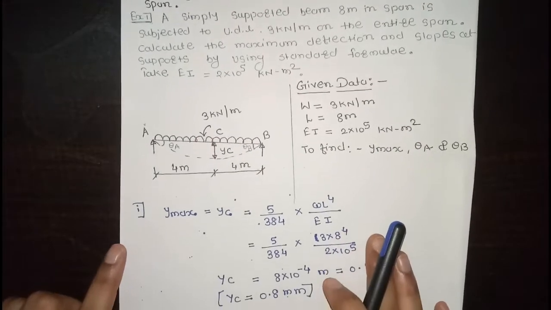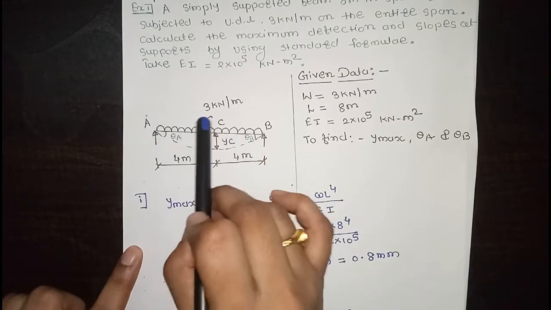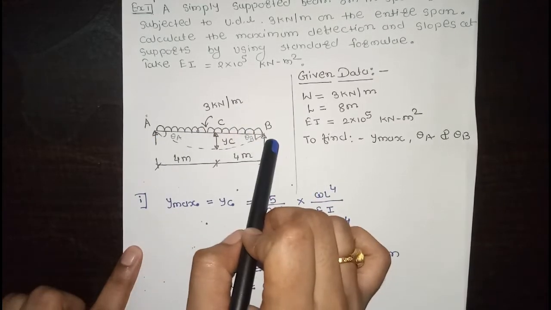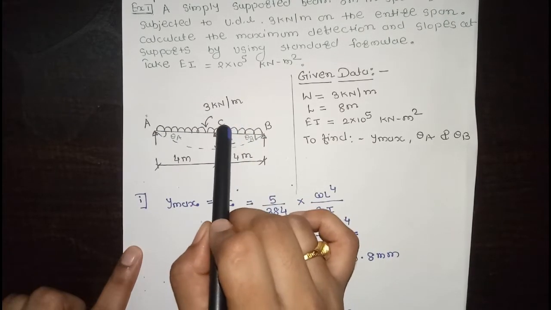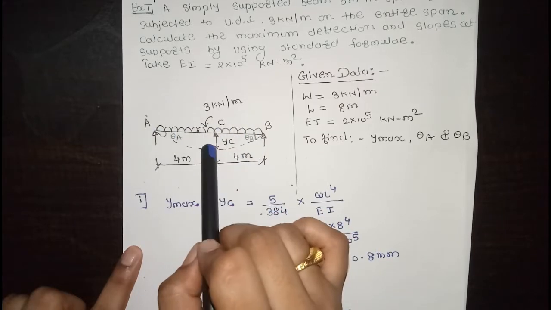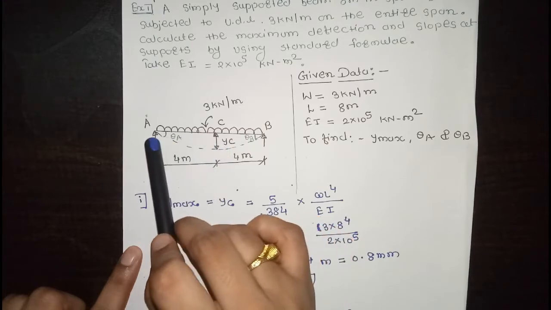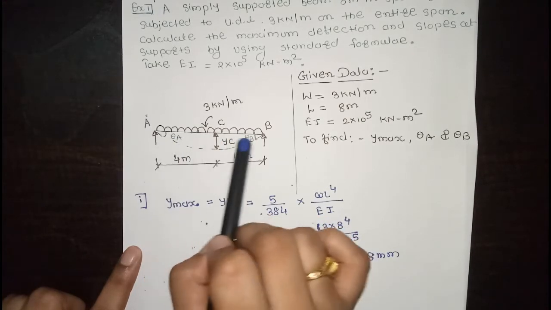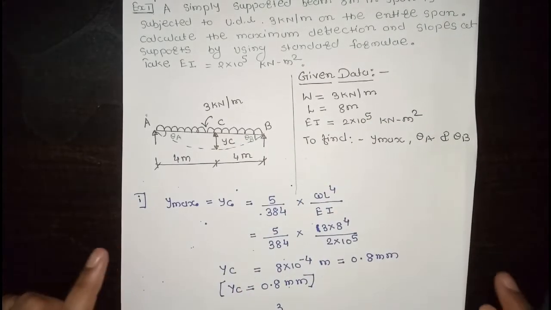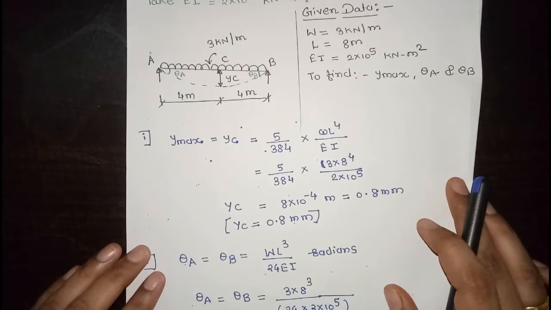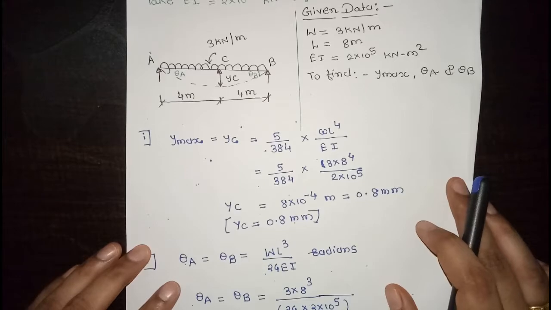So taking all quantities in kilonewton meter. Okay. So first of all draw the diagram. Simply supported beam with UDL. Both ends are simply supported with UDL of 3 kilonewton per meter and C point is the mid-span point. So calculate y max means yc, and theta a and theta b is the slope, having span of 8 meter.